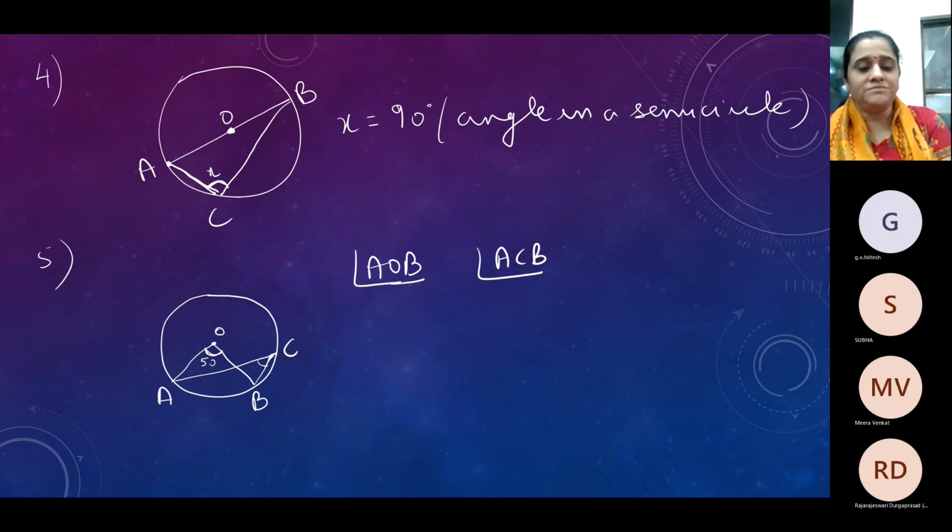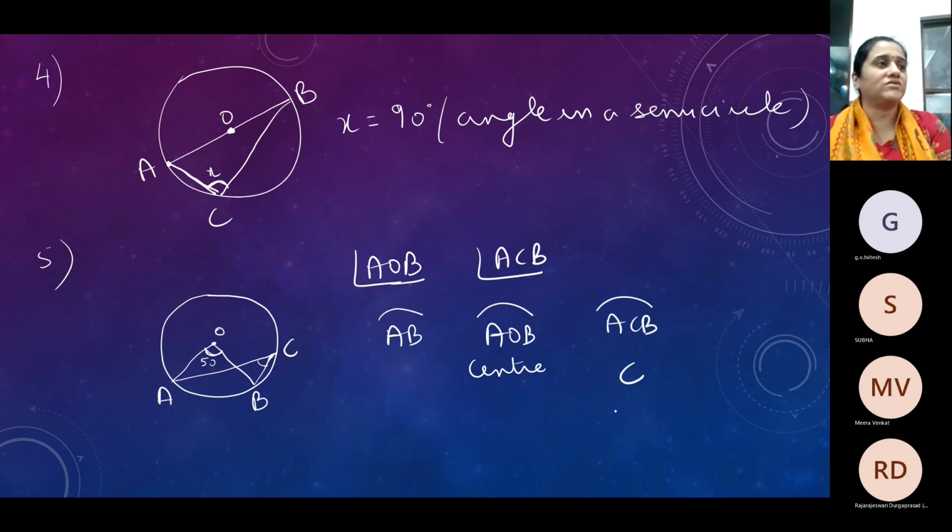So now look at the arc. Let's name the different parts of this figure. The arc is AB. Yes or no? Now arc AB subtends the angle AOB at the center. Correct? And the same arc AB subtends angle ACB at the point C on the circumference. Correct?